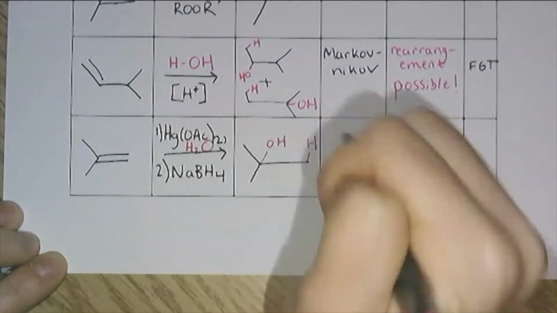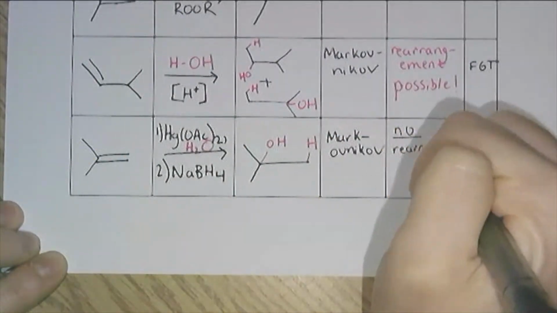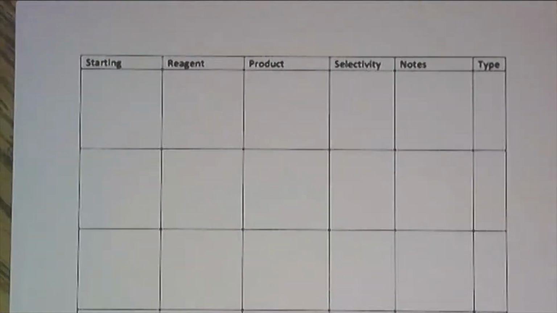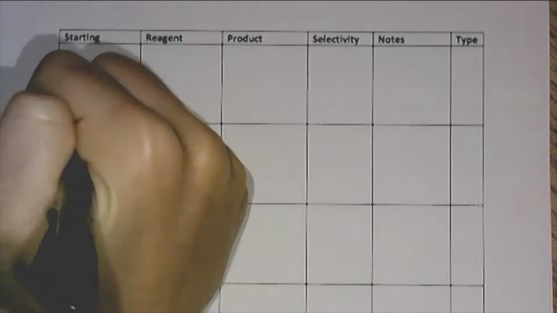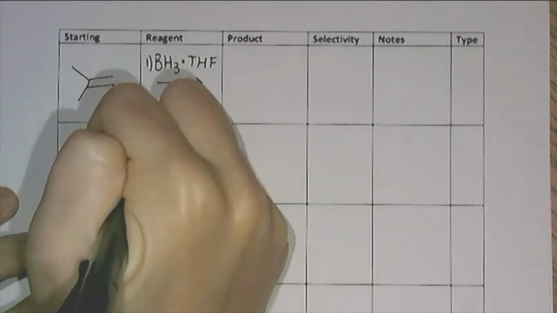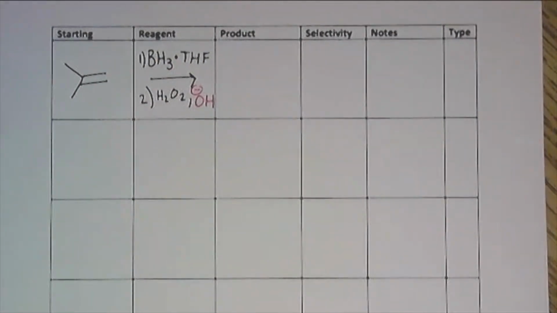Similar situation holds true for this next reaction. However, rearrangement is not possible in this. So although a little bit more complicated in application, you can ensure that you will only get this type of product. Okay, here is an anti-Markovnikov reaction because the OH is going to the lesser substituted position.